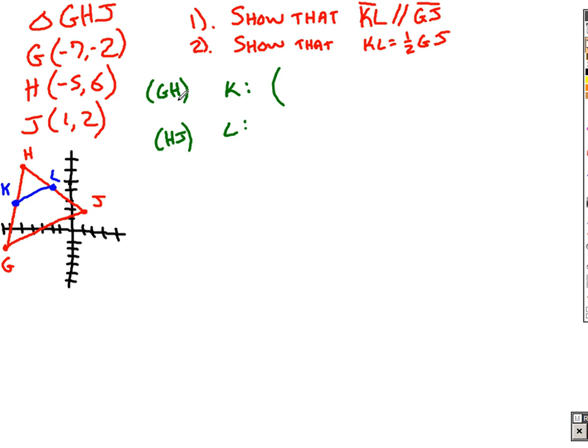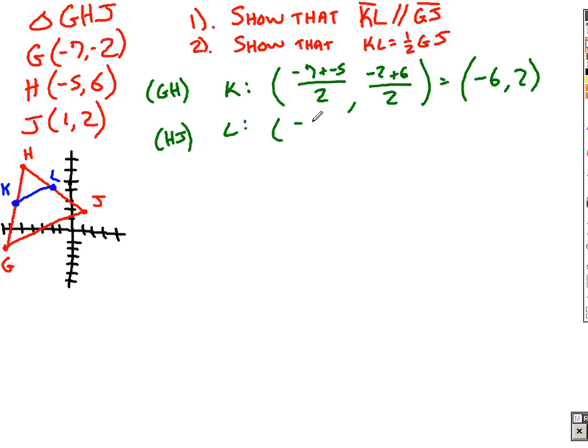So for point K, the midpoint of GH, we're going to add up the x values of those two points, -7 and -5, divide by 2. Same for the y values, -2 plus 6, divide that by 2, which means the point K is going to be -6, 2. Same for point L here. I'm going to do it with H and J this time though. -5 plus 1 over 2, and 6 plus 2 over 2, which should give me -2, 4. So those are my two midpoints.